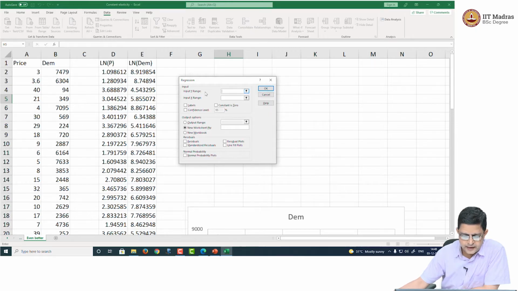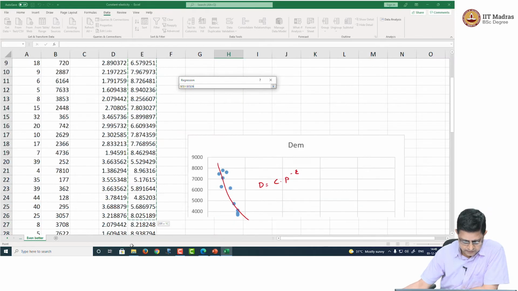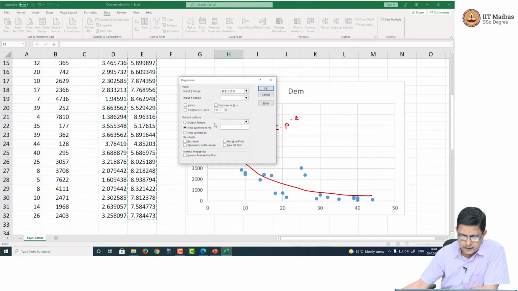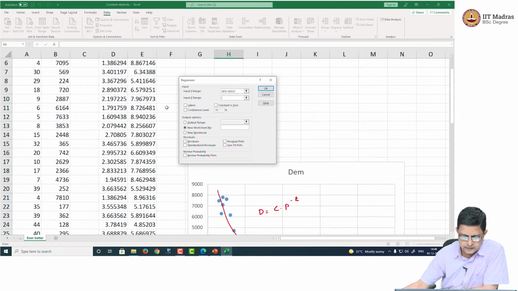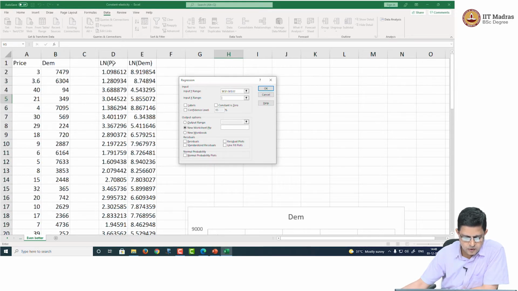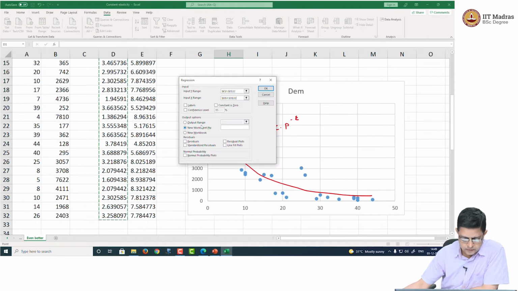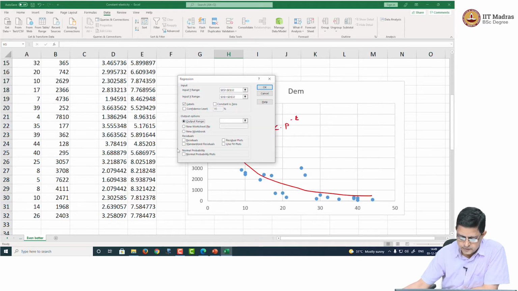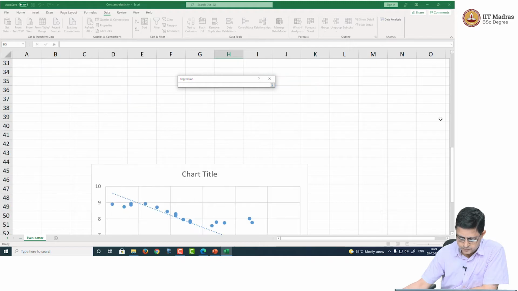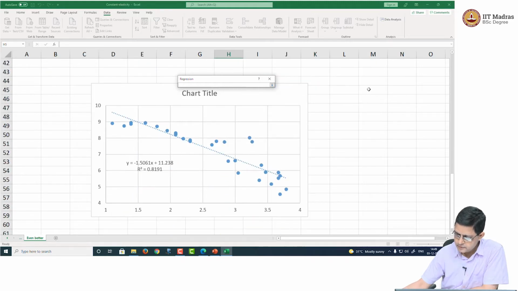Where is my Y range? My Y is the log of demand. This is my Y range. Where is my X range? My X, my explanatory variable, is the log of price because of the transformation. Do we have labels? Of course, yes, we have labels. Output, where do I want to put the output? Let us put it somewhere so that it does not disturb us. Let us put it here.